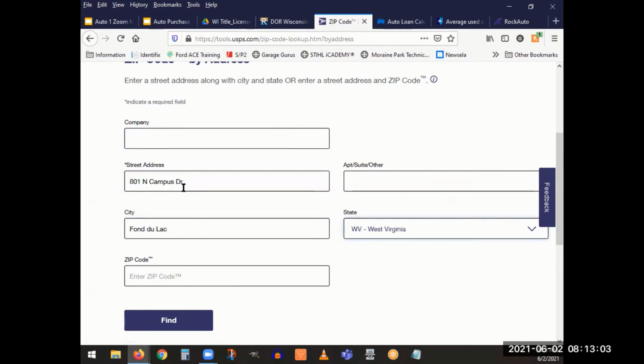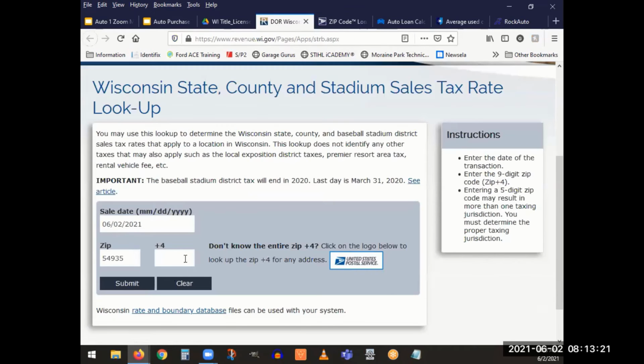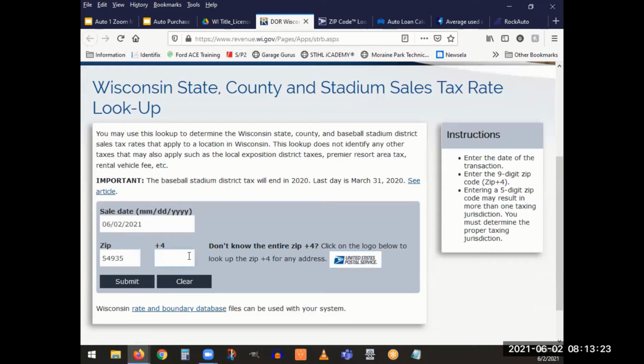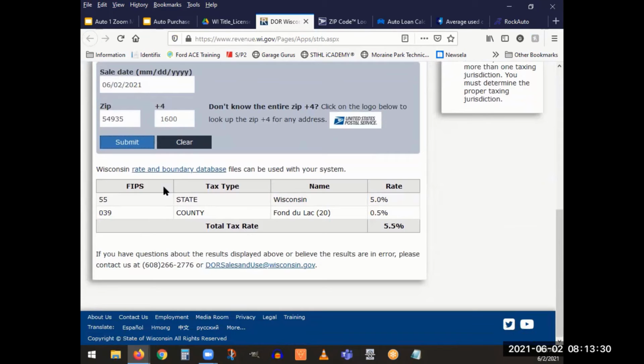All right, we got Wisconsin. And then obviously the zip code is 54935. And then I'll hit find. And then here, the last 4 for the high school is 1600. Okay, so I'll come back in here and type in 1600, and I'll hit submit. And then what's going to happen is it's going to pop up.